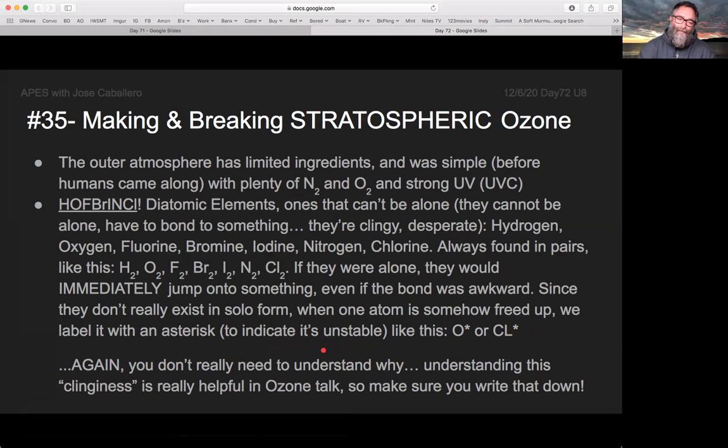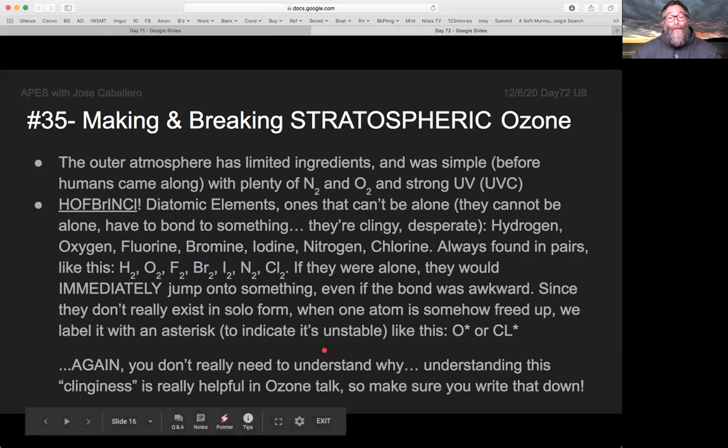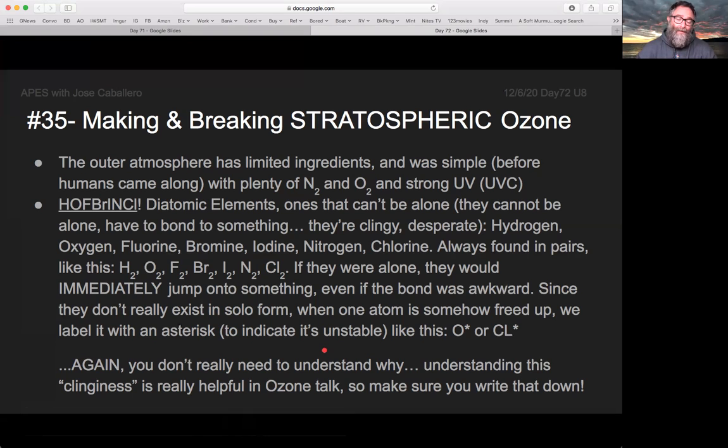And there's all sorts of stuff about bonding strength and electron geometry. Like, in real chemistry, you've got real explanations for this. But for APES and passing the AP test, this would be enough. You just need to understand in your head that Hofbrinkels can't be alone. If you ever see a single one, it's getting ready to make a bond. It's going to jump onto something and grab on.